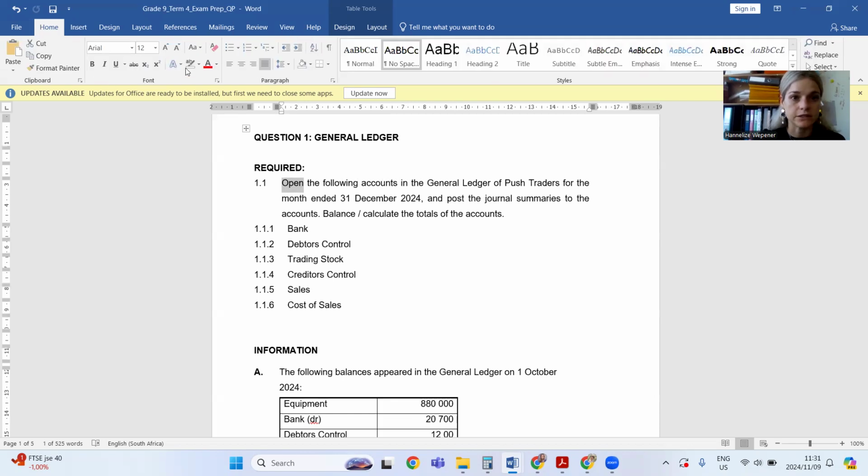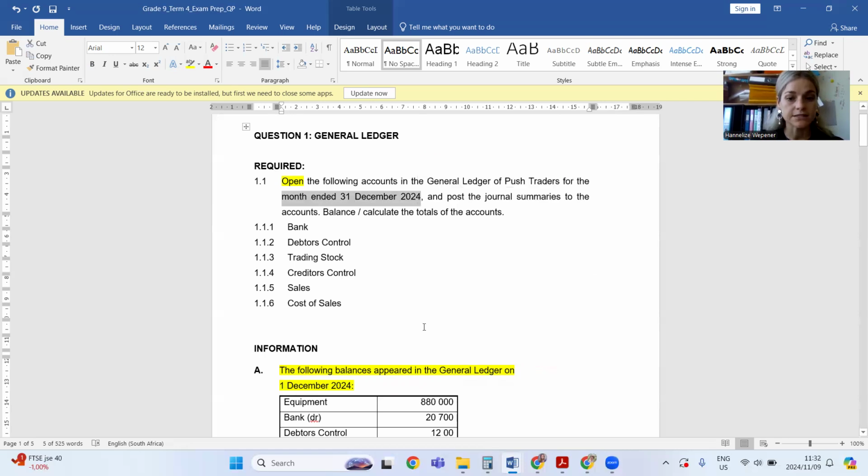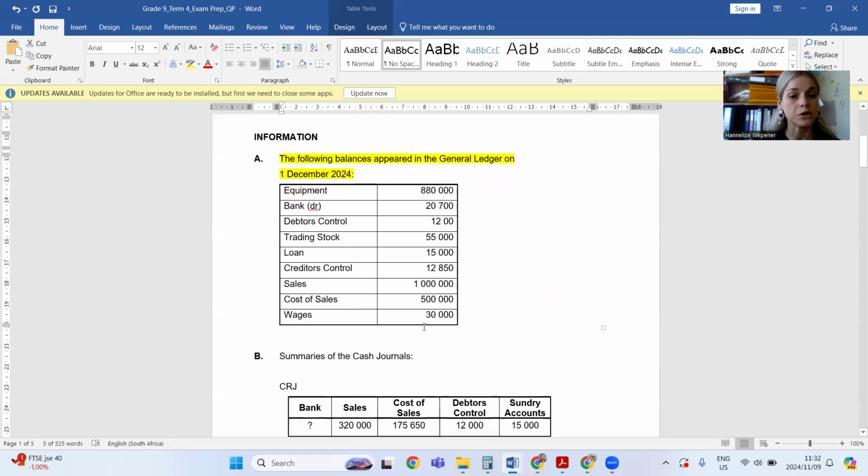Let me just quickly move this thing away. There we go. We need to take the balances at the beginning of the year, and then we have to open the account. So in other words, show that we had the following balances on the first day. So let me just quickly change this because the year is December, not October. There we go. So on the 1st of December, 2024, because we are doing the ledgers for the month ended 31 December 2024. So opening the accounts, taking the opening balances and posting those to the ledgers. So I'm going to start with that.